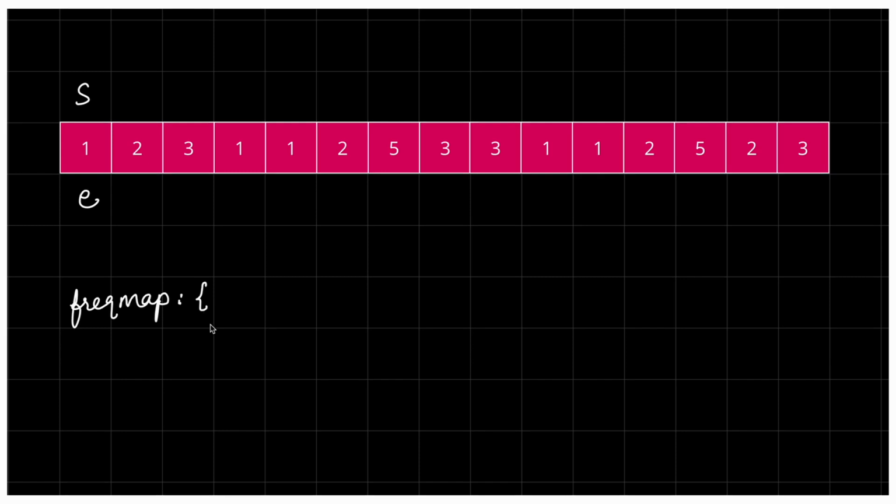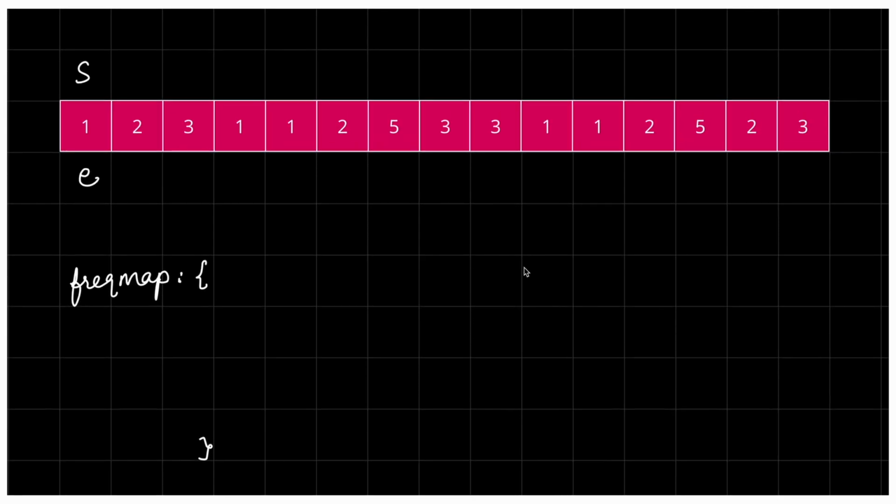I'll be storing frequencies in this particular map. Then we will take one variable which is max length, because we need to store the max length at the end. Let's initialize it with 0. Now let's look at this. This is the end variable. Let's store this. The frequency is not exceeding 2, because don't forget k is 2.